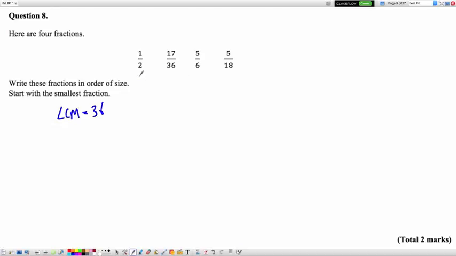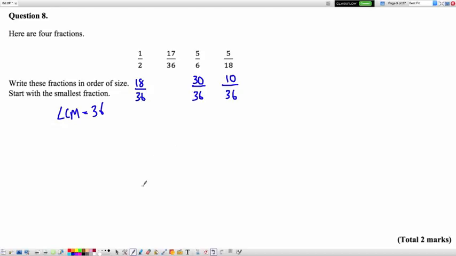So our first fraction here, a half, will be 18 over 36. We have 17 over 36 already. 6 times 6 makes 36, so 5 times 6 is 30. And here we must multiply by 2 to get 18 times 2, 36. So our numerator here is 10.